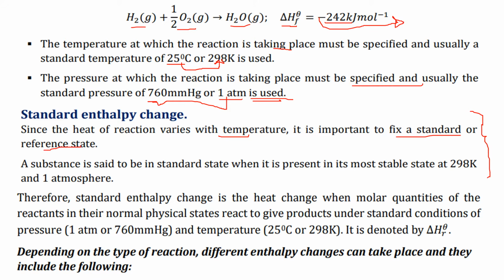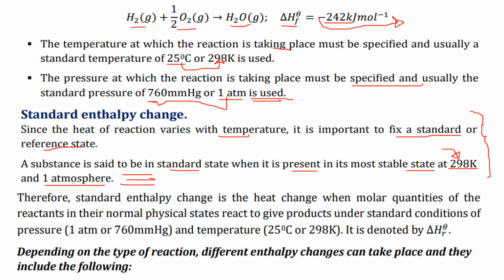A substance is said to be in its standard state if it is present in its most stable state at the standard temperature, which is always 298 Kelvin. Remember that this is called the standard temperature because it comes from room temperature, which is 25 degrees Celsius. And the pressure must strictly be 1 atmosphere, which is equivalent to 760 millimeters of mercury.